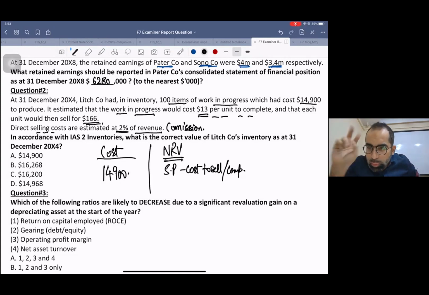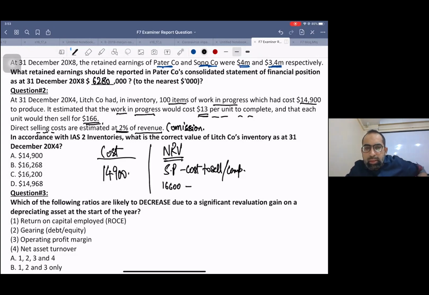Now you have two options: either solve the question per unit, or go total. Let me do it in the total form. I'm comfortable with total. Even you can do it per unit as well. Listen, we have 100 units times 166, which is 16600. This is your selling price. Now less, first of all, they are saying 2% of revenue is the commission. Come on, deduct 2% from 16,600.